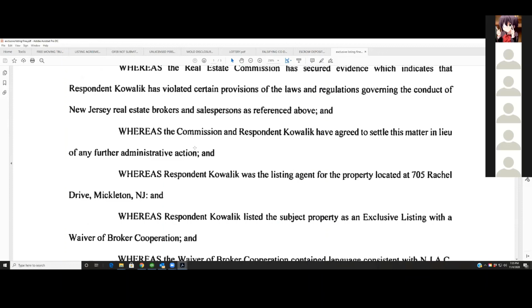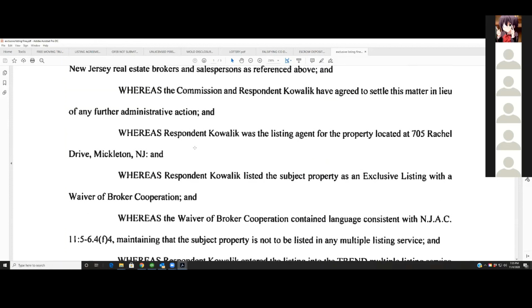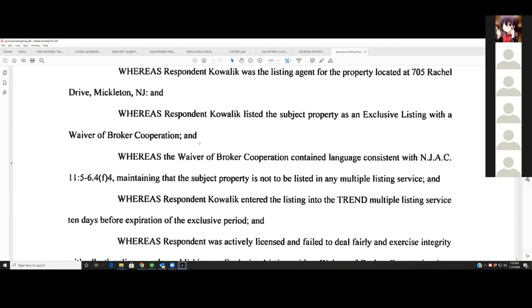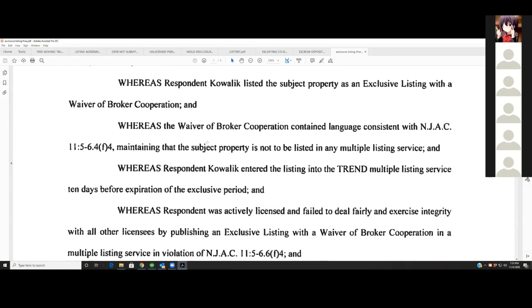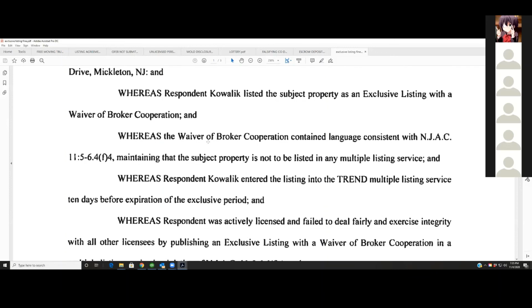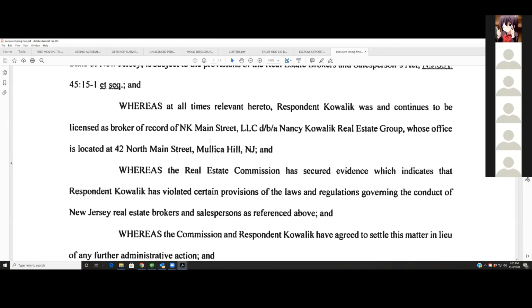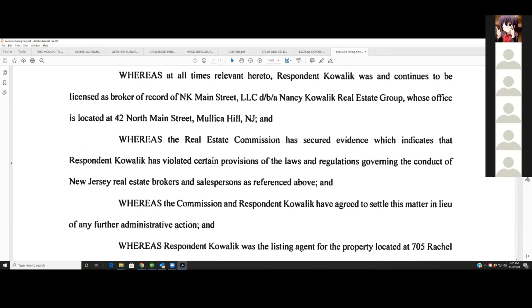Where's, wait, oh gosh. Secured evidence. You keep going up and down. So how come nothing's ever done? Wait, you keep moving. Well, it's not that she's not done anything. If you look at here. Moving. All right, back up. Let's read it. I'm trying. I'll let you read it. Everybody can read it. Which indicates that it has violated some provisions of laws and regulations governing the conduct of, blah blah blah. Okay, scroll down.